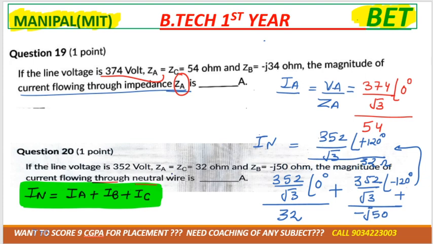They are asking for the magnitude, so whatever the neutral current is, you have to convert it into polar form, and from that polar form they are asking for the magnitude of the neutral current. Don't leave it in rectangular form. If it comes in rectangular form, convert it into polar form. Okay? Now this is your assignment number 7, right? If you have any doubt in this assignment, then let me know.